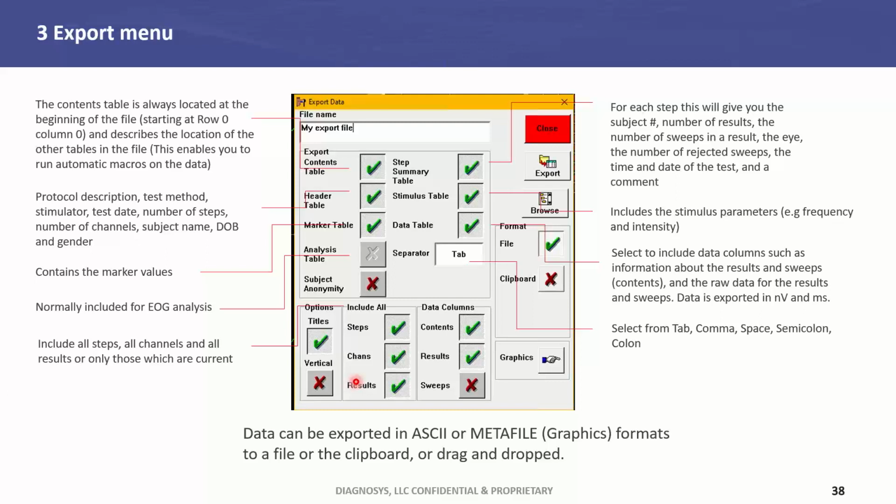We can get information about the protocol, the marker values, all the step parameters. We can get the average data, and we can get the individual sweep data in ASCII format, or we can get it out as a metafile, a graphic format, either to a file, to the clipboard, or we can drag and drop it into third-party applications. We can separate the data in the file by selecting from the separator tab, which gives us the ability to tailor it for the application we want the data to be imported into.